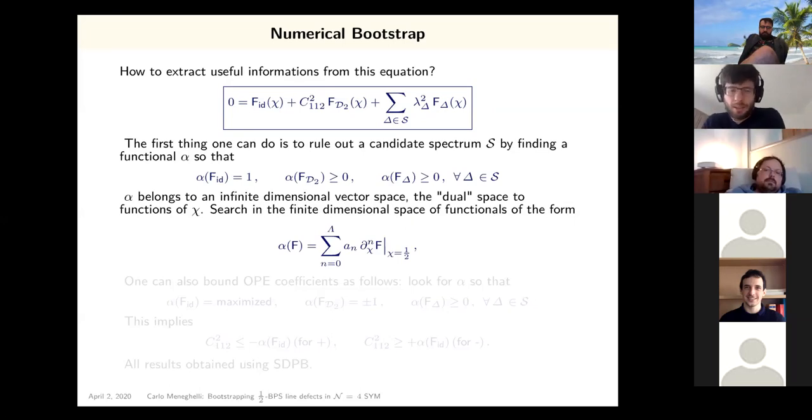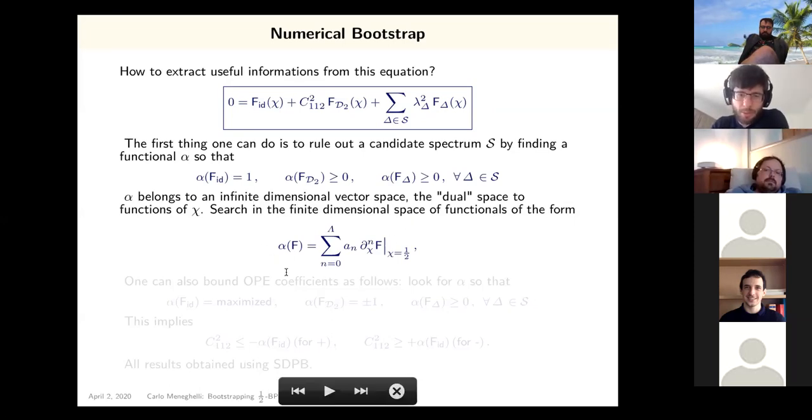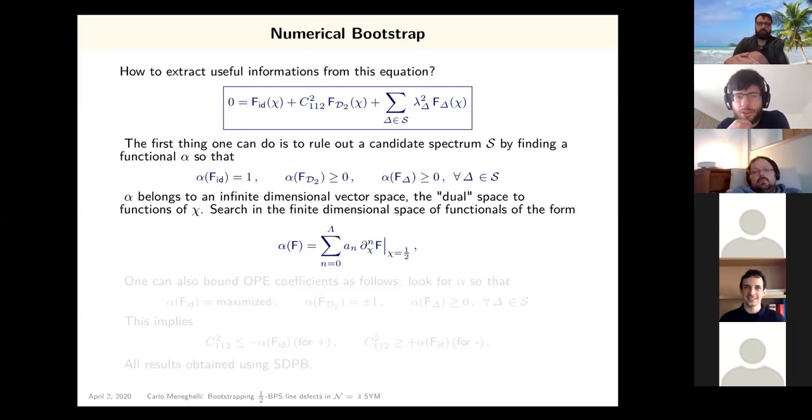This is a very complicated infinite dimensional space, but we can truncate it in a simple way by just saying, look, I take the function f of chi, take the nth derivative, evaluate it at chi equals half, and take linear combinations of the first lambda derivatives. This is a finite dimensional space of functionals, and I can search this space. Given a spectrum, I can search for a functional with this property. So this is a way to rule out candidate spectra.